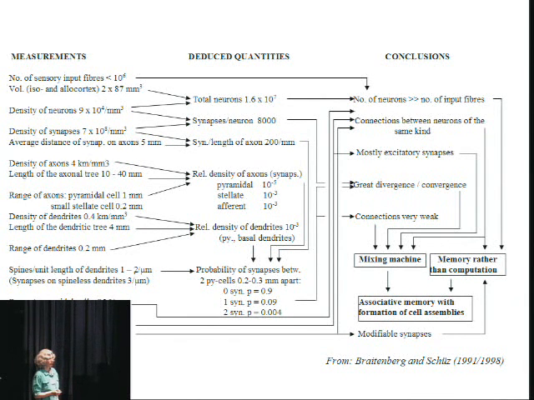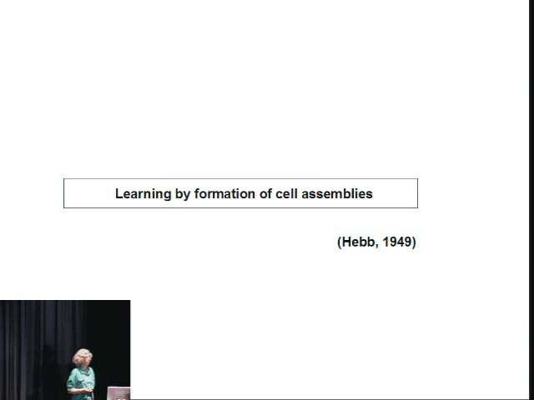We say memory rather than computation, meaning by this that the dominating thing seems to be an excitatory network of pyramidal cells which are connected among themselves via these typical dendritic spines. And these two points together qualify the cortex as an associative memory, as with the formation of cell assemblies in a way as postulated a long time ago by Hebb.